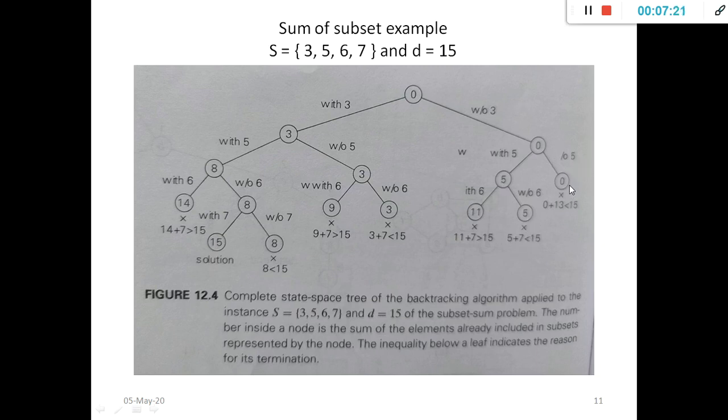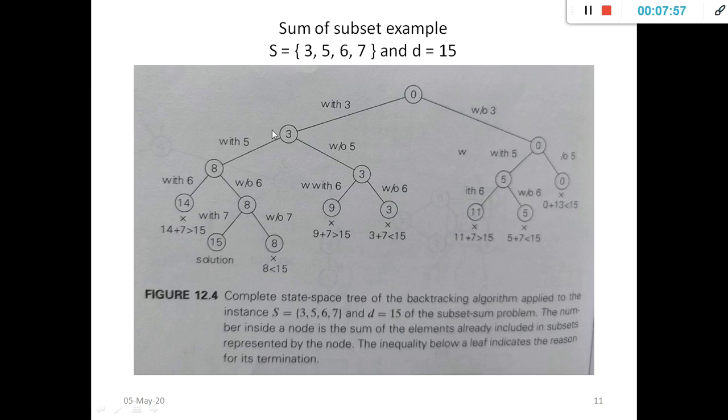Similarly, without 5 it will be 0 only, and when you include only the elements 6 and 7 into the subset, excluding 3 and 5, it becomes 13, and again 13 is less than 15. Then in this state space tree it's clear that the only solution you will get is by designing a subset including elements 3, 5 and 7, and the rest of the other subsets will not give the desired solution, that is the value D equal to 15.